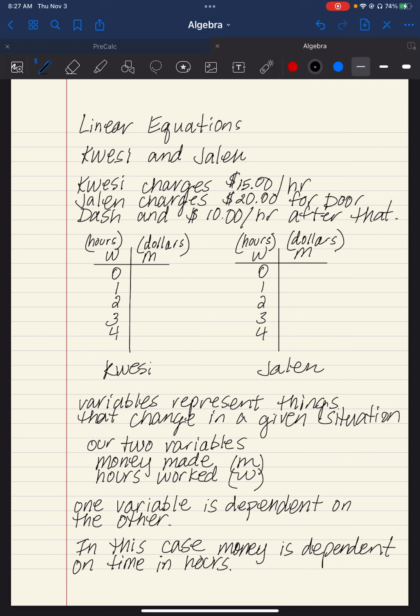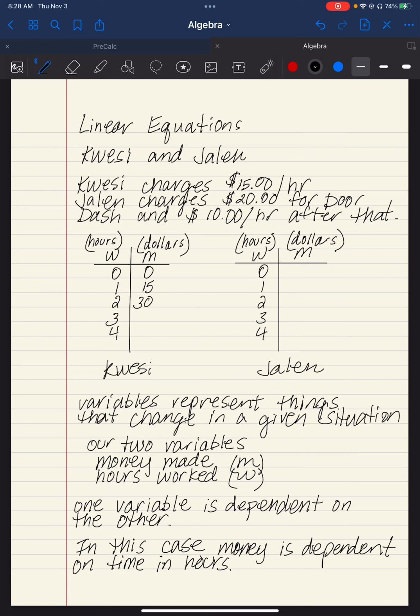Okay, and let's examine what's happening with Kwesi. If Kwesi works 0 hours, and we know that he makes $15 an hour, if he doesn't work, he makes no money. So with 0 hours worked, $0 are made. What happens if he works 1 hour? If he works 1 hour, he makes $15. And we can write it just as 15. We're not dealing with change in this scenario. What about if he works 2? If he works 2 hours, he is going to make $30, right?